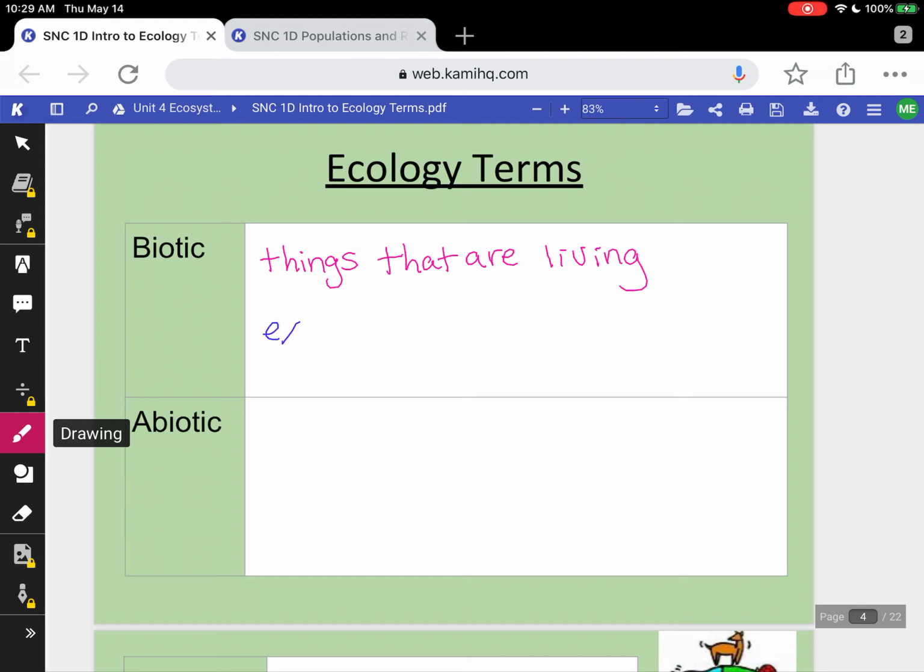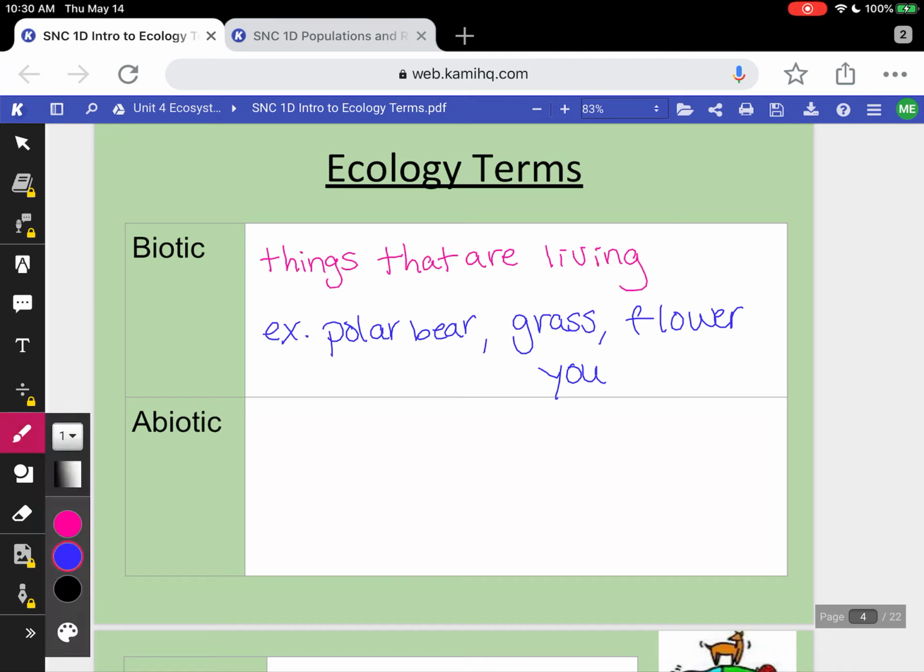And so an example of some things that would be biotic would be a polar bear, or grass, or a flower, or you. So anything that's living is considered to be biotic.